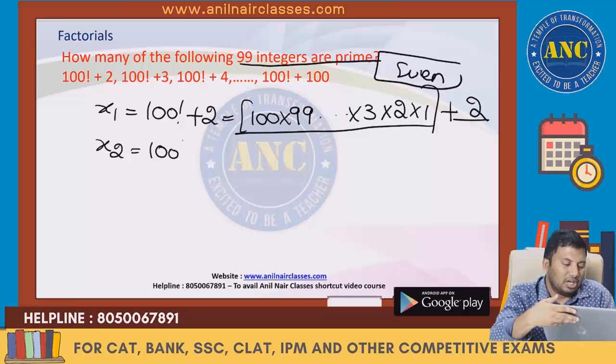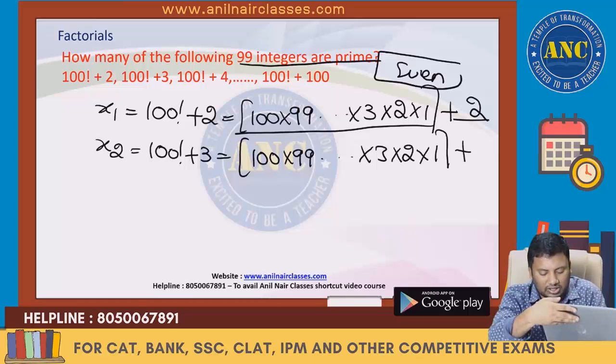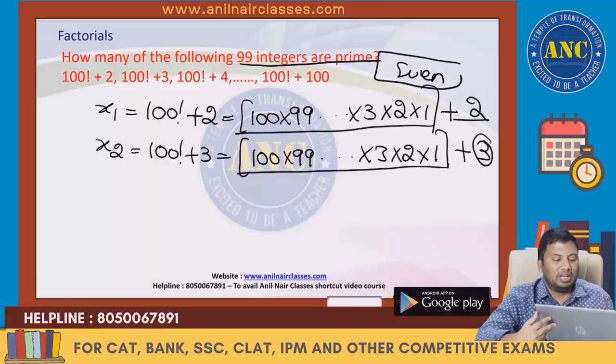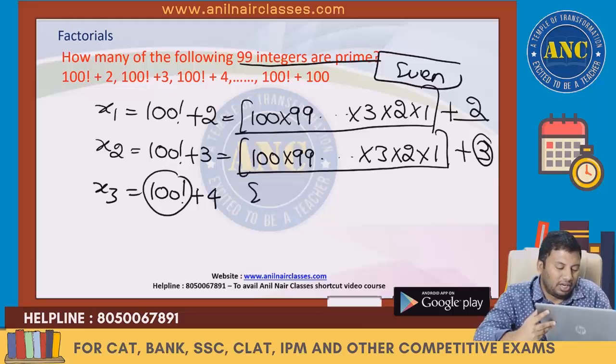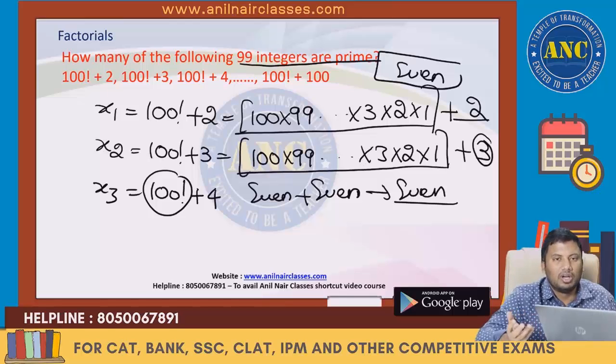X2 is 100 factorial plus 3. This is nothing but 100 into 99 and so on up to 3 into 2 into 1, plus 3. This is divisible by 3. So the answer will be divisible by 3. X3 is 100 factorial plus 4. 100 factorial is even, 4 is even. Even plus even, the answer will be divisible by an even number. Other than 2, there is no other number. We have already done this question in prime numbers.